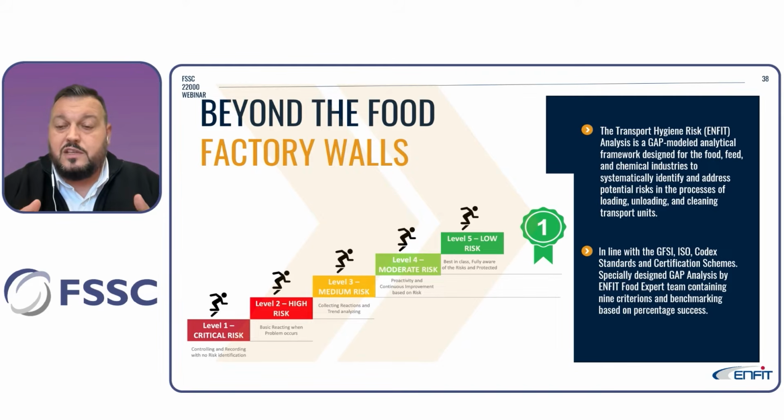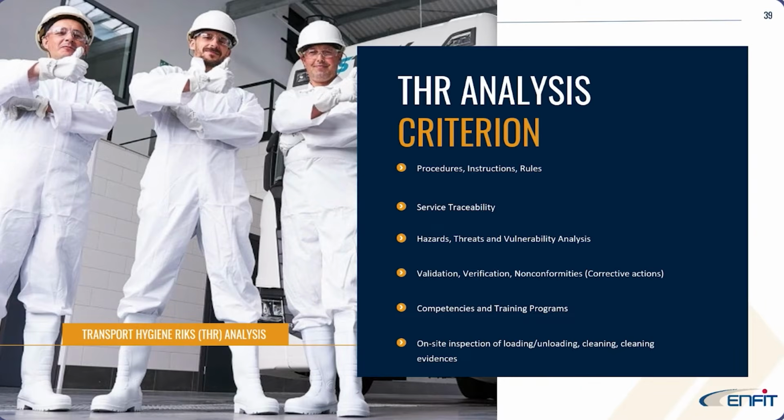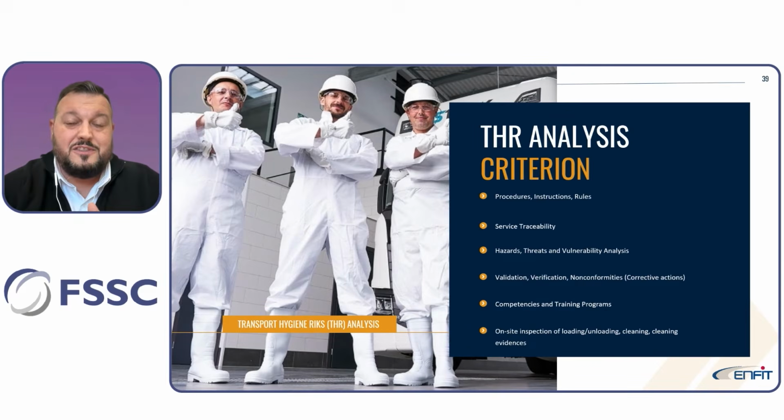And in these 2.5 days, you have to check all the requirements from FSSC. And there are, of course, requirements 2510 and other PRPs. But the time used to check this is not sufficient for you as an auditor to go into real detail. So this THR analysis covers several criteria. These are the procedures, instructions, and rules that need to be checked. Of course, the timing to do this THR analysis criterion is actually 2 days.